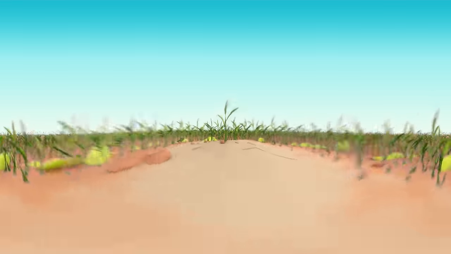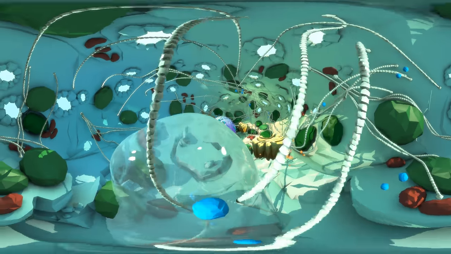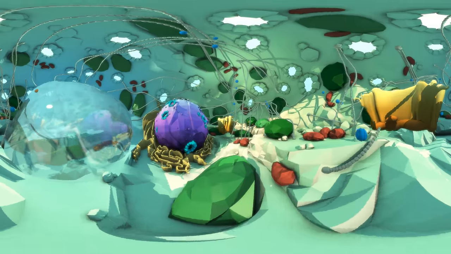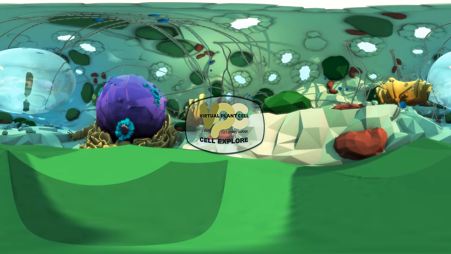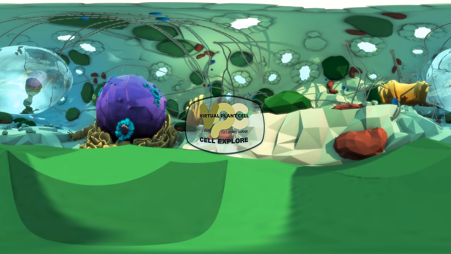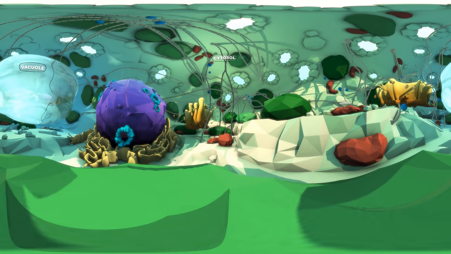Plants are amazing. They create energy with sunlight, and they use this energy to make what we use for our food, fuel, and fiber. And this takes us on a journey deep into the inner world of a plant cell.